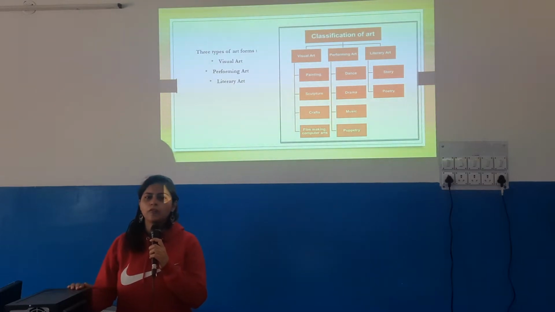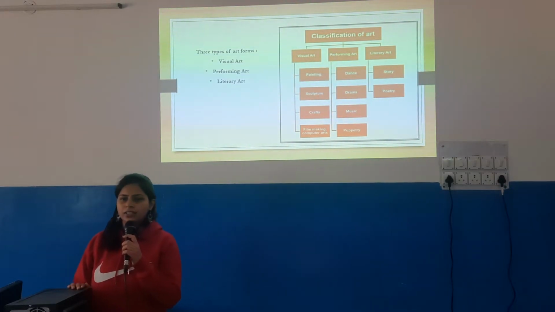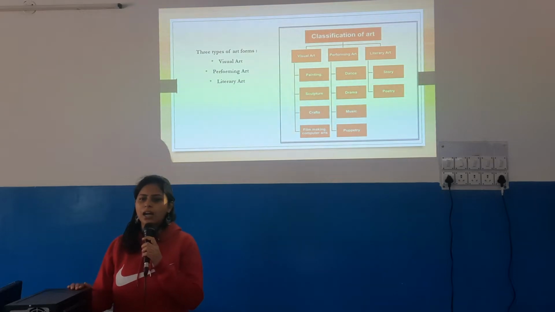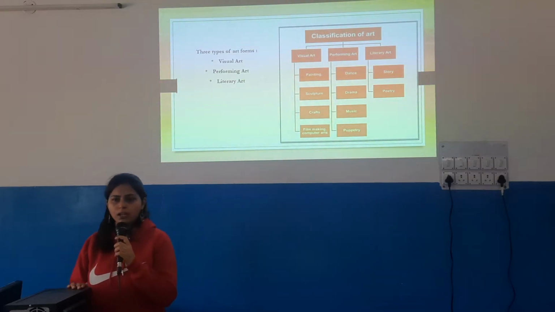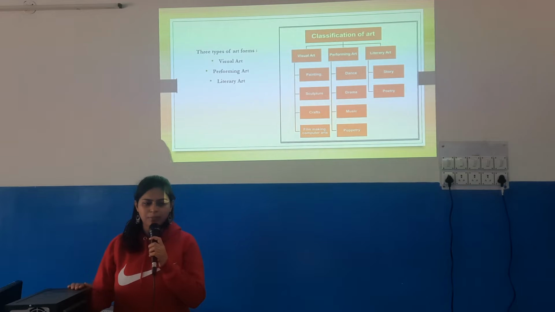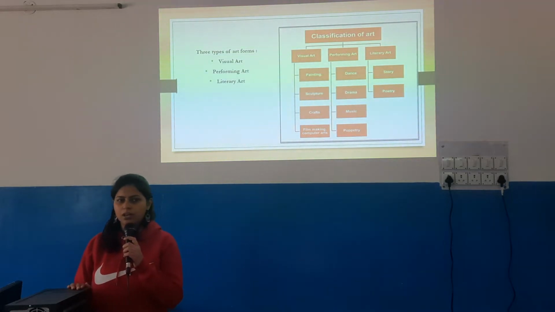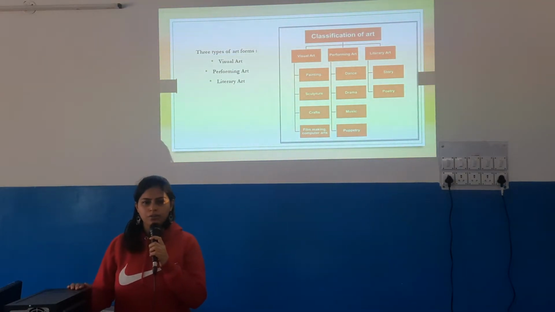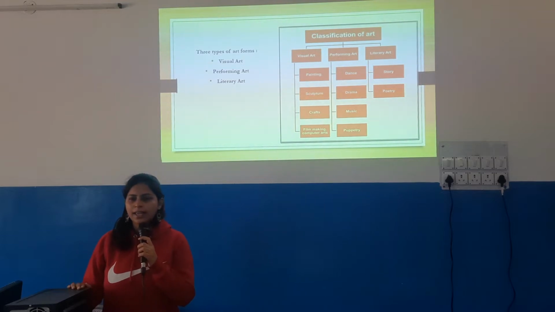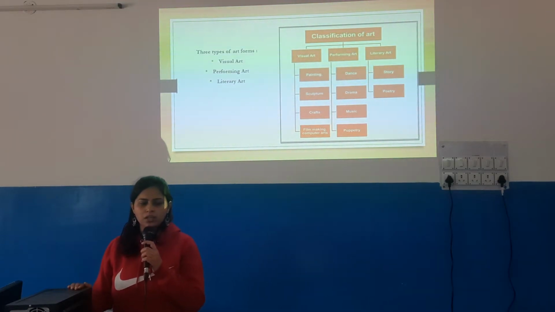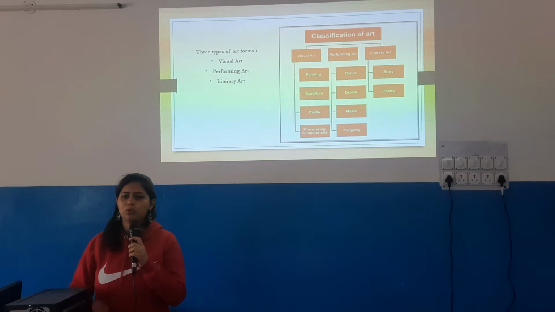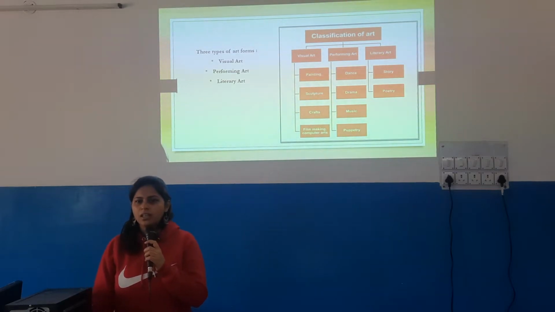The next category is performing art. This category comprises the different art forms which can be performed in front of an audience. Examples: dance, drama, music, puppetry, etc. Next is literary art, which comprises story and poetry. This is the classification of art.